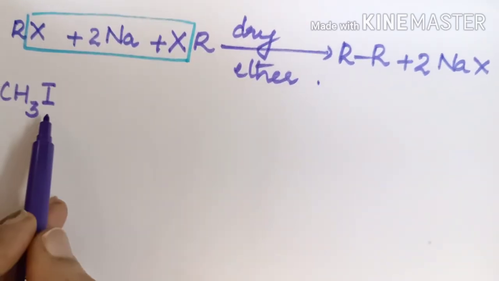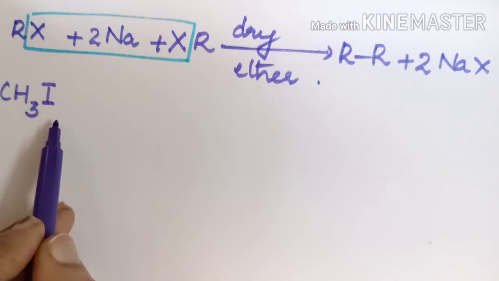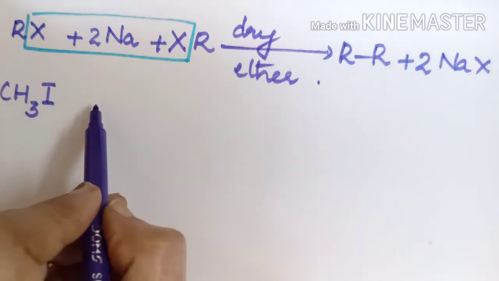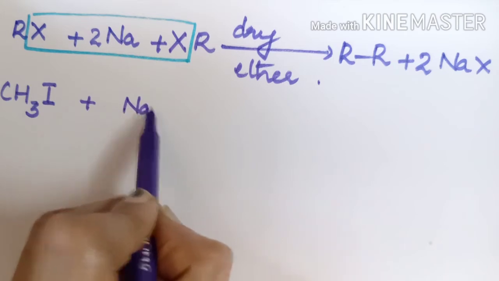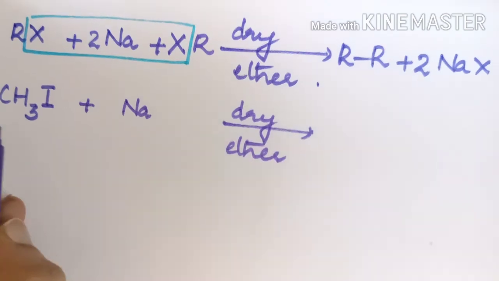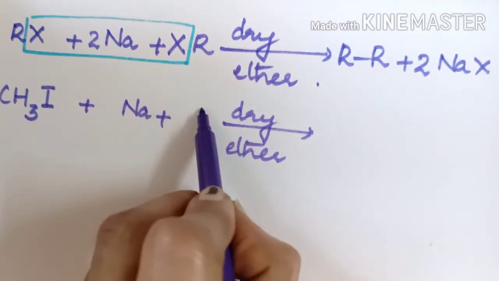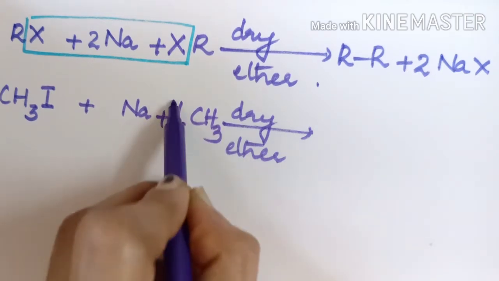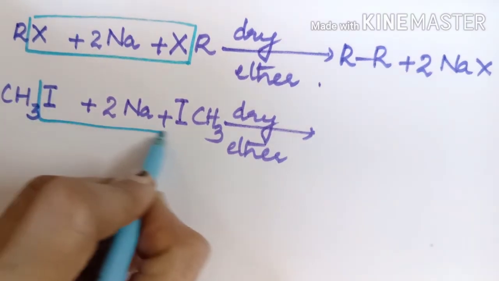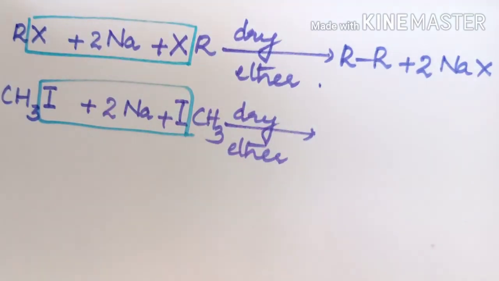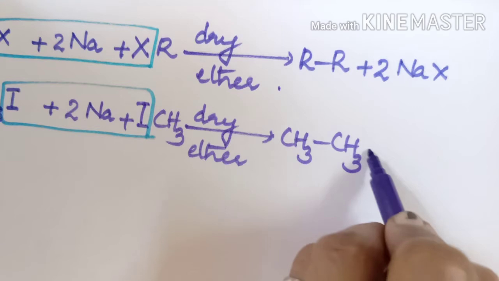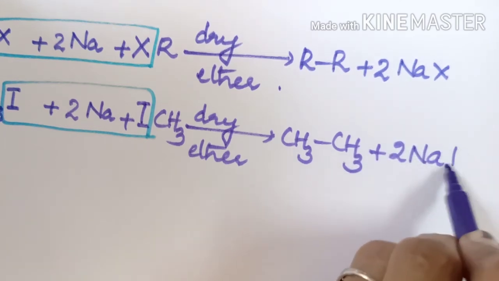So CH3I is methyl iodide, which is otherwise known as iodomethane. Iodomethane, when it reacts with sodium metal in the presence of dry ether, what do you get? We'll just find out. So methyl iodide plus another molecule of methyl iodide reacts with sodium to form sodium iodide along with ethane. So you get CH3-CH3 along with sodium iodide.